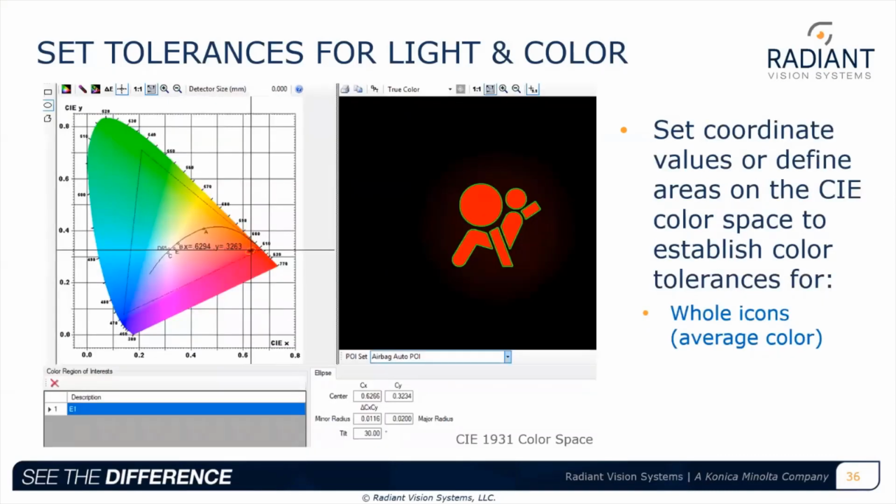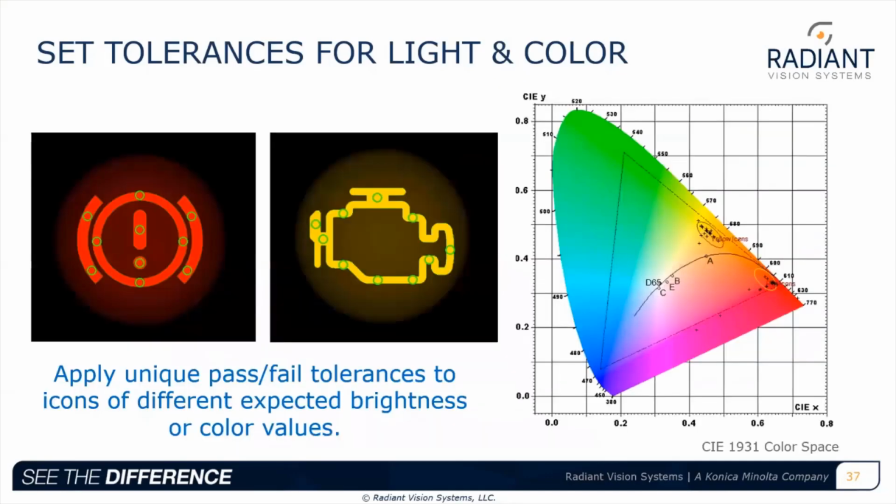And here's an example of applying a little bit more of that. One of the nice things is that a user can pass or fail the color of a point based on where it falls on the CIE chart and whether it is within a user-defined shape on the chart. This could be an ellipse, a rectangle, or a polygon, really depending on how the specification is written. You can also apply different pass-fail criteria for icons of different color and brightness, as we can see in this example.